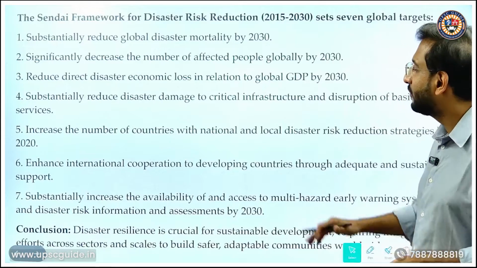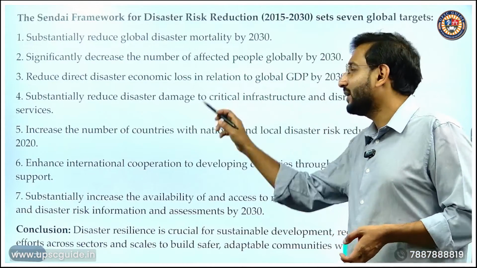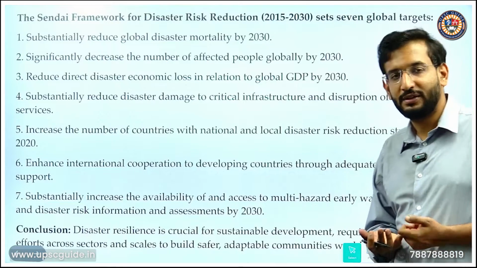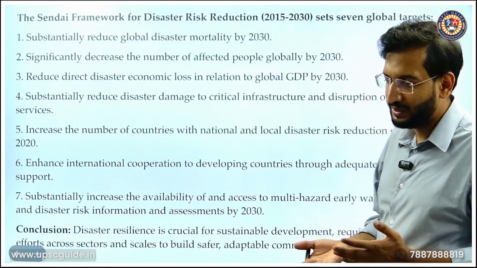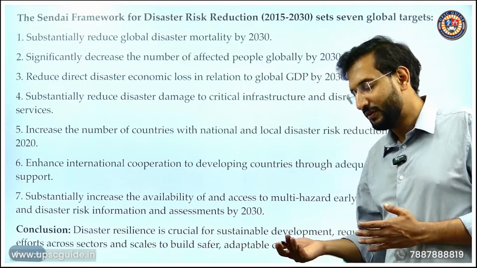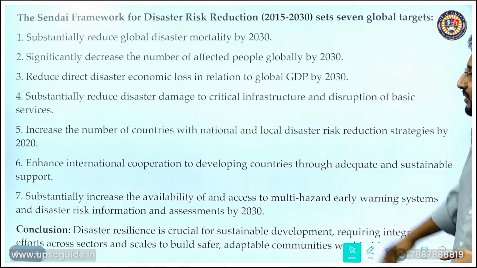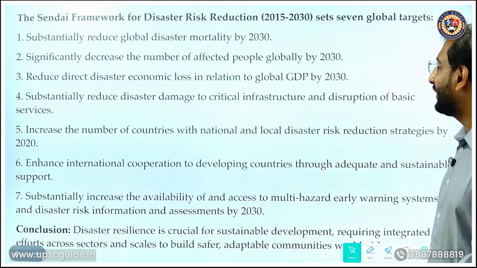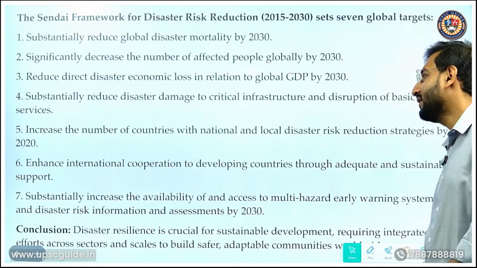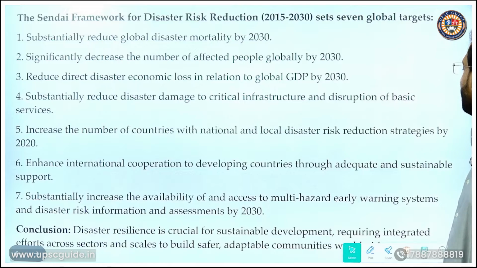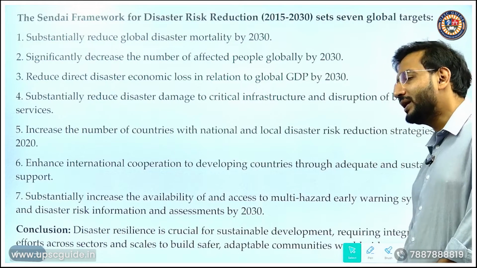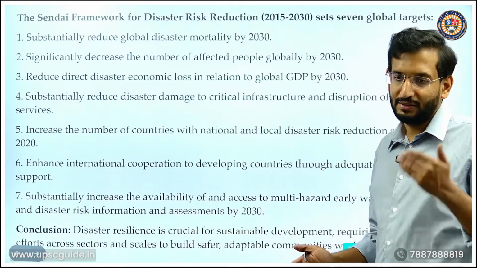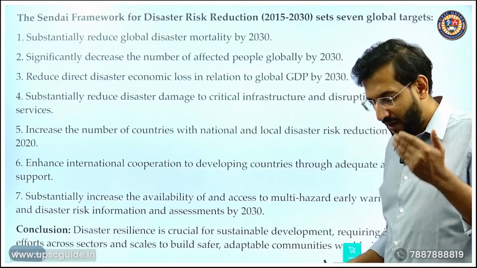Fourth point is about critical infrastructure, like your social infrastructure, hospitals, medical facilities, roadways, transport system, police system, education system. Then fifth is about increasing the number of countries with national and local disaster risk reduction strategies by 2020. It's a decentralized approach to tackle disaster, that is center, state and local levels.